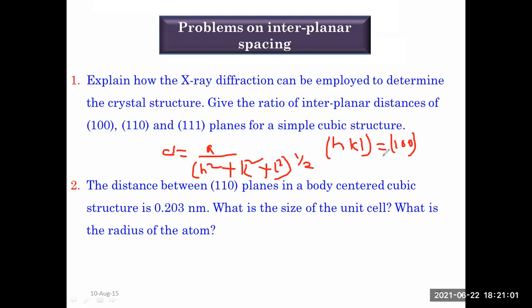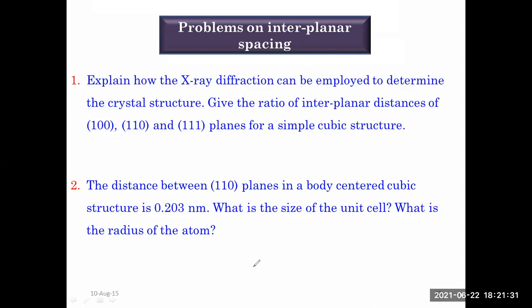HKL will be changing. For this one, H is 1, K is 1, and L is 0. In the next one, H is 1, K is 1, and L is 1. So you just substitute these values, and whatever value you get, you write it with the A. If they are asking for the ratio, then A will cancel, and whatever simplified version you get will be your exact value of the ratio of interplanar distances.